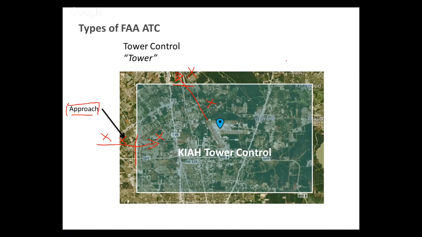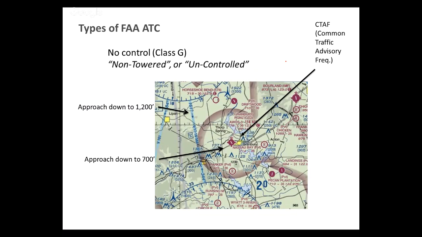Now let's talk a little bit about non-towered, or uncontrolled, or magenta airports. Because once you transition from approach, you're not going to be doing a frequency change to a tower controller. Instead, within these Class G airports, the approach controller is going to ask you to switch frequencies to what's called a common traffic advisory frequency. And the approach controller is likely going to use the simplified term advisory frequency.